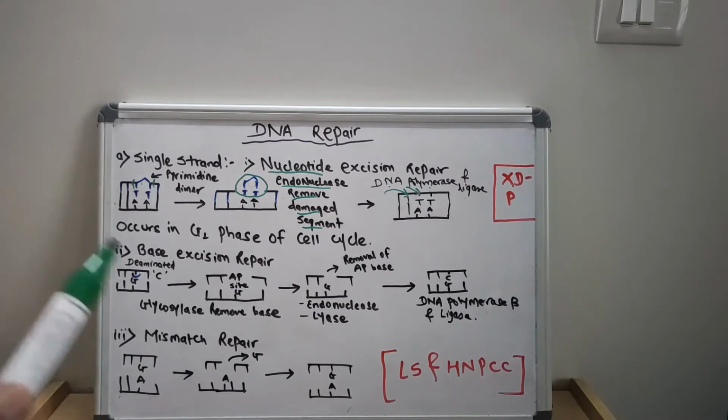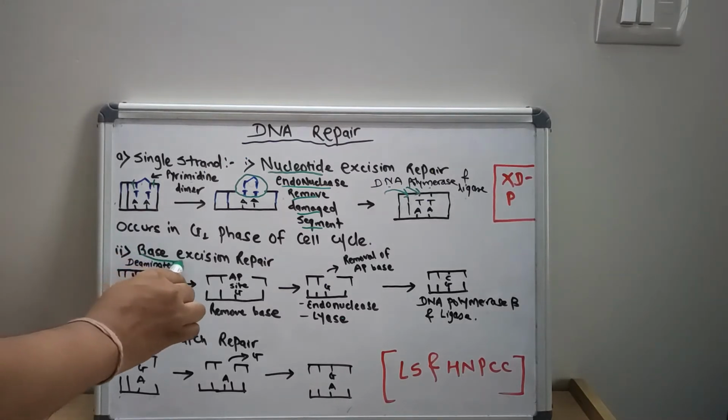One important association you have to know about nucleotide excision repair is xeroderma pigmentosum. In xeroderma pigmentosum, the ability of nucleotide excision repair is impaired. So the findings would be dry skin, extreme light sensitivity, or skin cancer with prolonged exposure to UV rays. So let us discuss base excision repair.